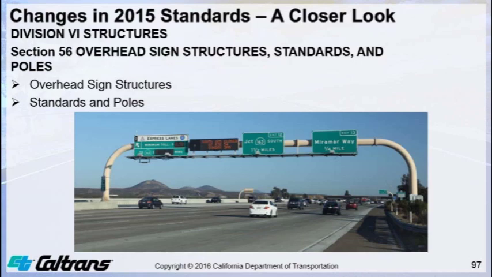Now, again, as earlier in the presentation, remember you estimators, you need to note that since Section 86 General references back to Section 56 for standards and poles, therefore, because 86 is also the general section for Section 87, the payment for the poles are included in those Section 87 bid items.